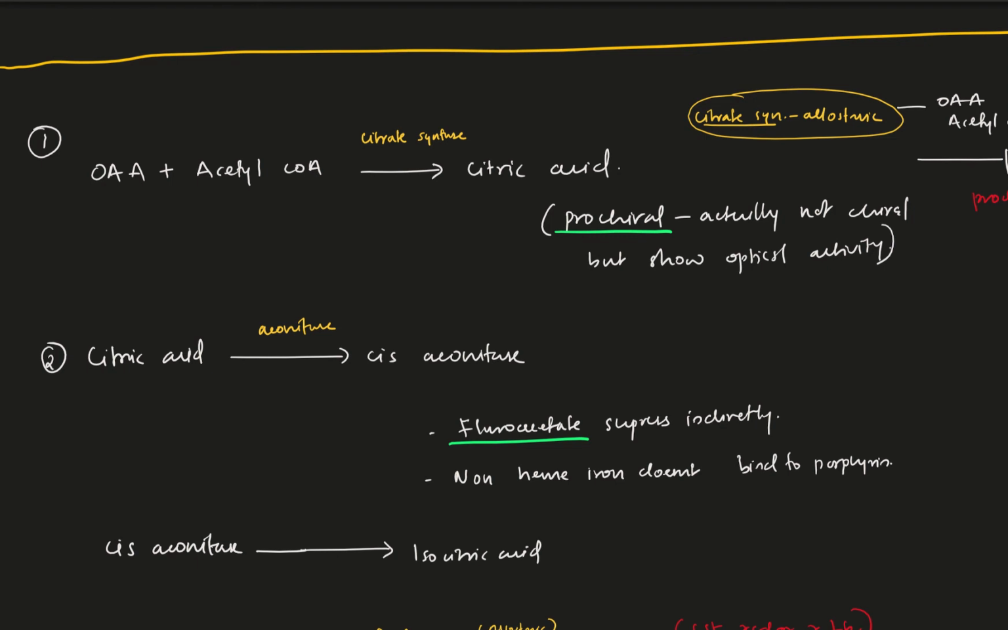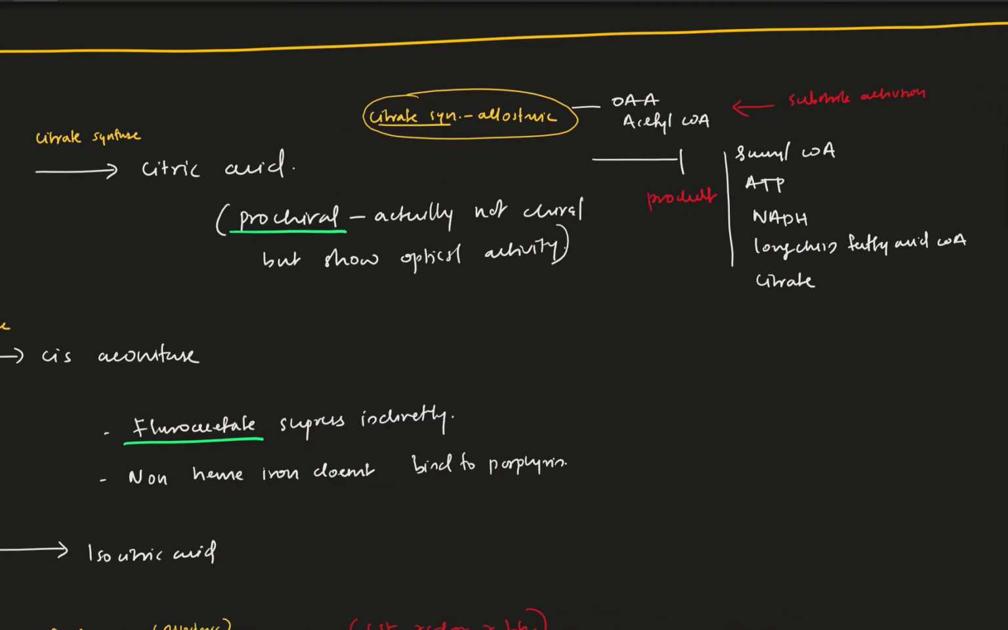Then it is a prochiral molecule. That means it is not actually chiral, but it shows chirality, or optical activity, and such a molecule is known as a prochiral molecule. It is synthesized by citrate synthase, which is an allosteric enzyme. On binding of oxaloacetate, it shows structural changes for the acetyl CoA.